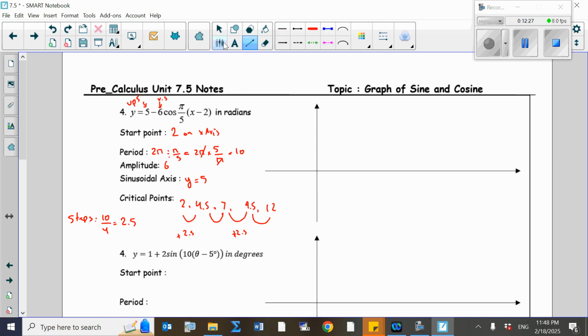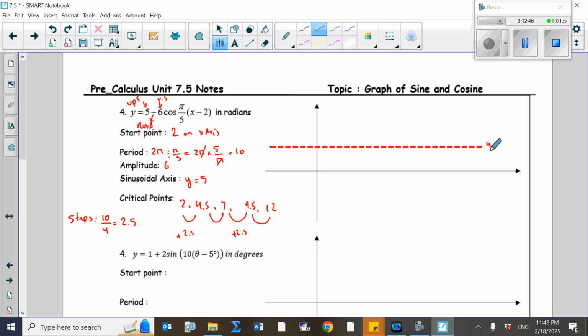But notice here we also have a negative behind the 6 here. So we said if a value is negative, we have a reflection over x-axis. So I start with graphing the function at y equal to 5. Let's say this is 5. Y equal to 5. Now I'm going to graph the critical points starting from 2. So let's say this is 2, then this is 4.5, 7, 9.5, and 12.